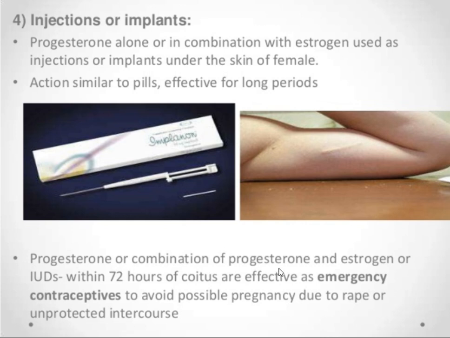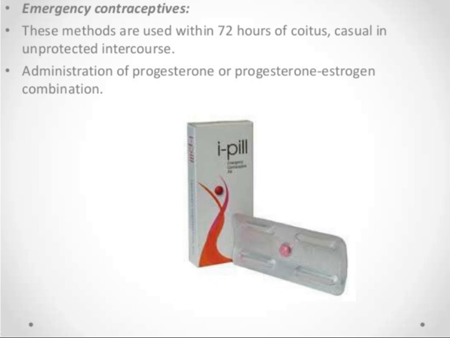Progesterone or a combination of progesterone and estrogen, or IUDs, within 74 hours of mating, that is coitus, are effective as emergency contraceptives to avoid possible pregnancy due to rape or sometimes unprotected mating. For emergency contraception there is the I-pill, which is basically a progesterone-estrogen combination. So it must be taken within 74 hours in case of unsafe or unprotected intercourse.